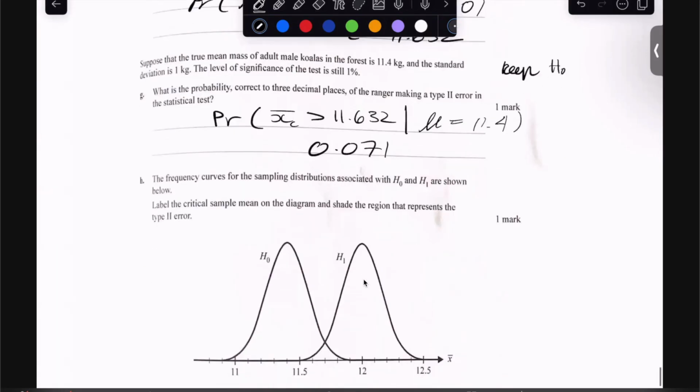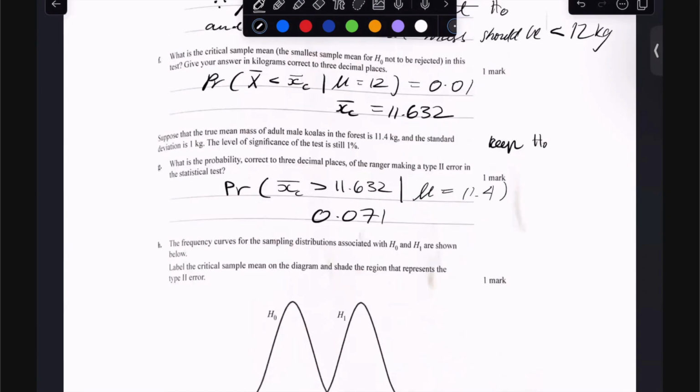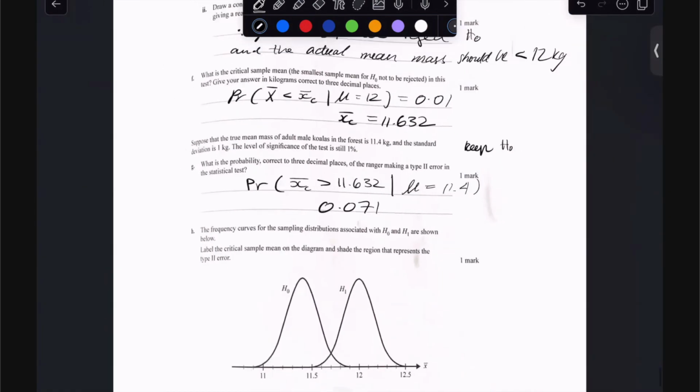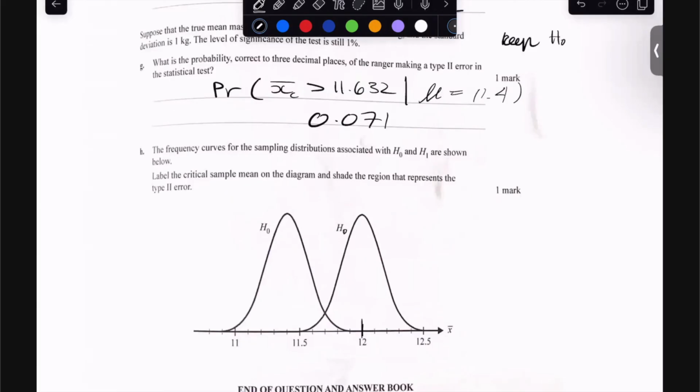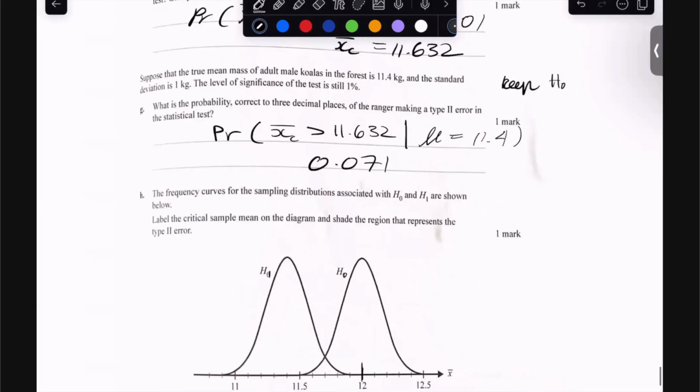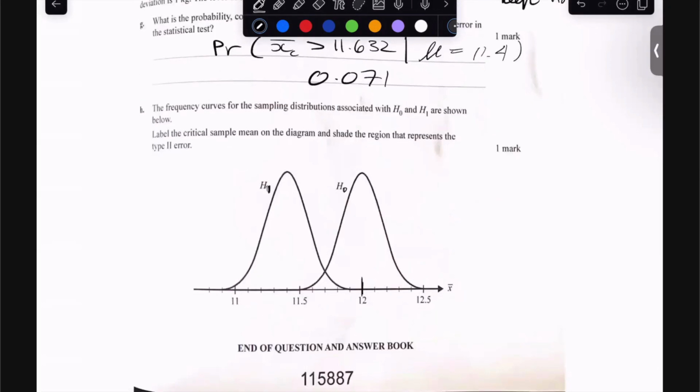The frequency curves for the sampling distributions associated with H0 and H1 are shown below. Label the critical sample mean on the diagram and then shade the region that represents type 2 error. So I think this is where they made the mistake, and I've heard that they switched the labeling up of H0 and H1. So let's see. H0 should have the mean of 12, and H1 should have the mean of 11.4. So that's wrong, and I think they should award everyone that mark. I don't know if they will, because they did say that H0 had a mean of 12. Vika can be a bit stingy, so I'm not sure if they'll award everyone the mark there.